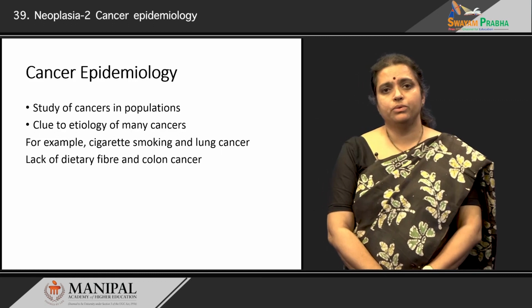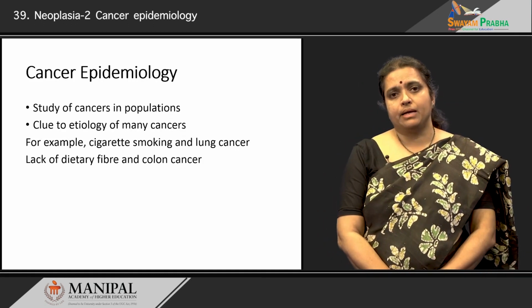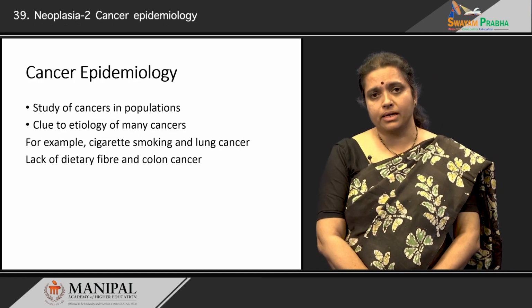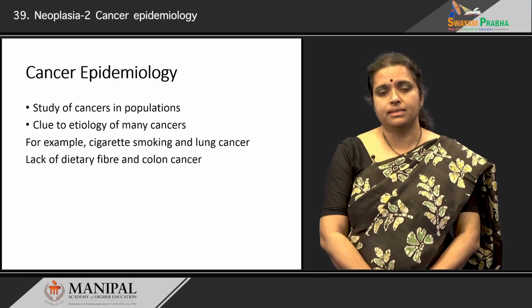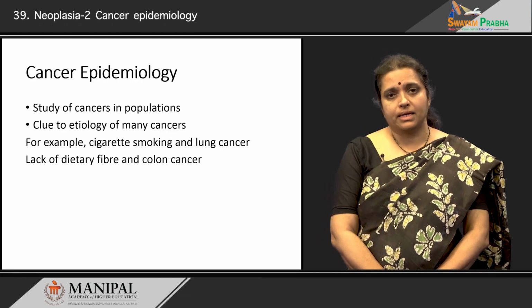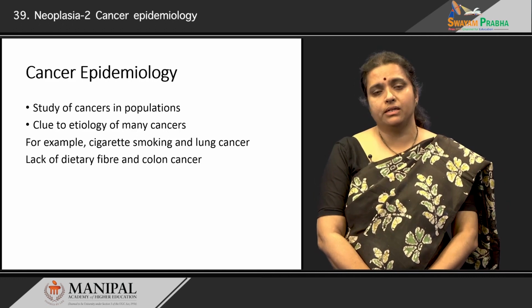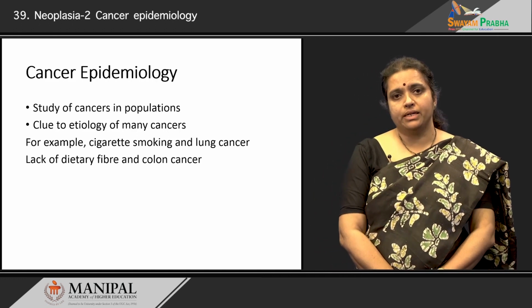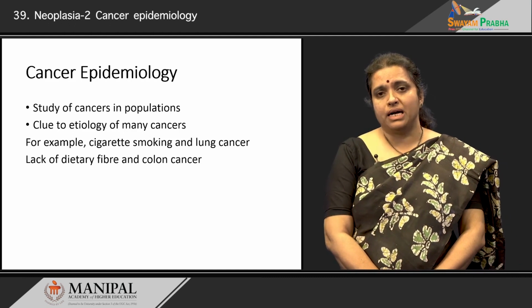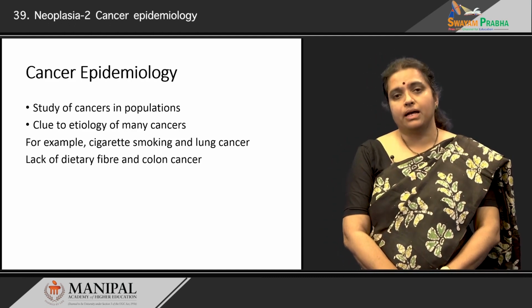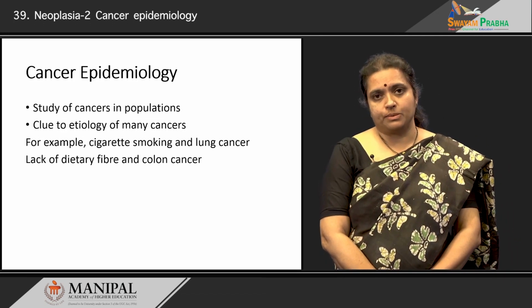So, it gives us clue to the etiology of many cancers, and the glaring example of this is of course cigarette smoking and tobacco, which is linked to lung cancer. And the second example is the lack of dietary fibers, especially in the Western societies, which can lead to colon cancer. So, these are certain examples of how epidemiological studies have helped us understand cancers, the etiology of cancers better.